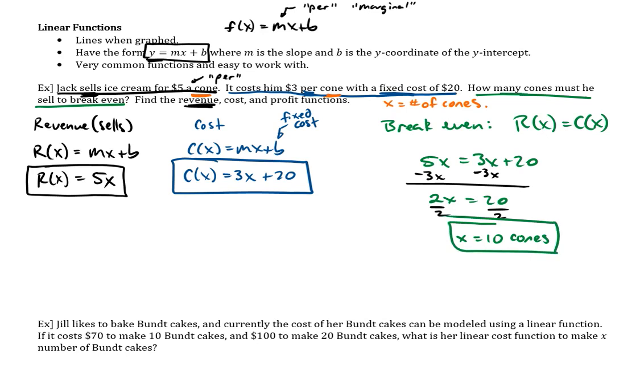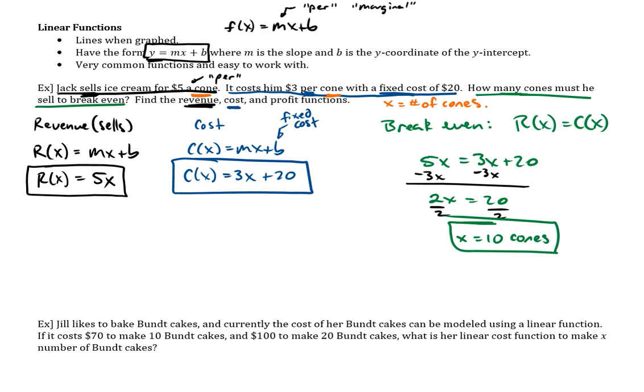And that's what it was asking for. How many cones must he sell to break even? So 10 cones. That means anything less than 10 cones, Jack would be losing money. More than 10 cones, he would be making money. All right, and then it asks for a profit function.